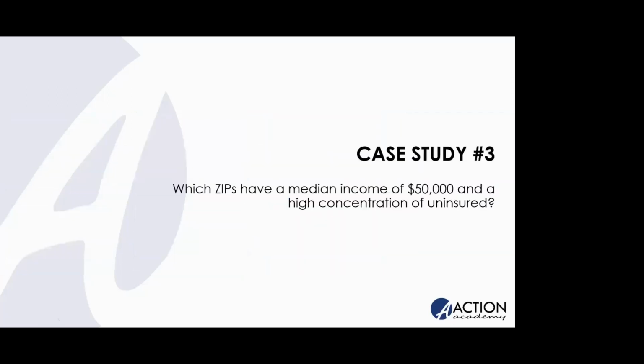The third case study we want to look at, and maybe this is relevant for folks that are working in the under 65 market: which zips have a median income of $50,000 or greater and a high concentration of uninsured? And we picked $50,000 for this example because in most cases, though not always, a median income of $50,000 means you're not likely eligible for Medicaid, right? So that means your under 65 marketing time, dollars, effort could be well spent in these areas because you have prospects that you could convert here. And again, we want to look for concentrations of uninsured communities here as well.